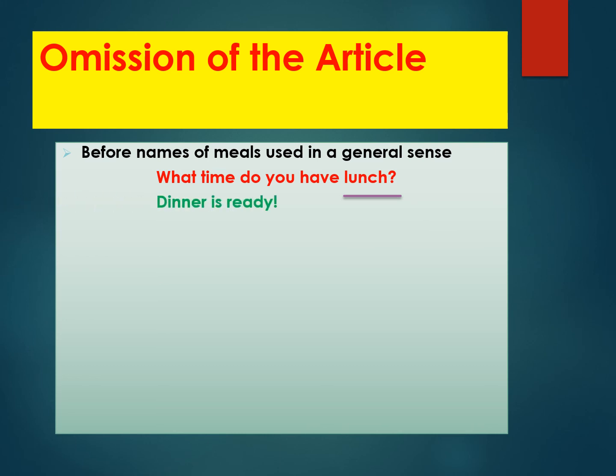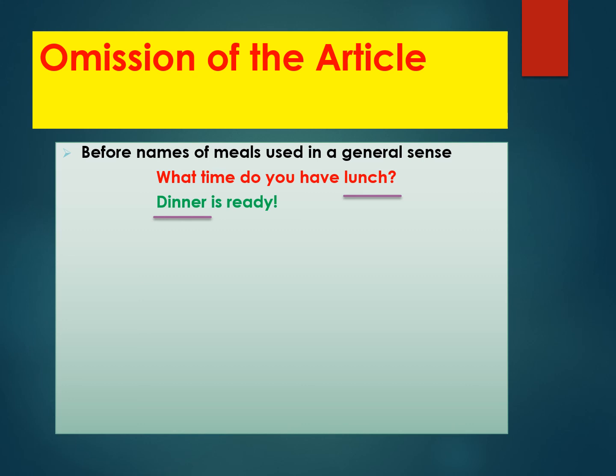Another example. Dinner is ready. In this sentence, the noun dinner is a name of meal. It is used in general sense. So article is omitted before the noun dinner.